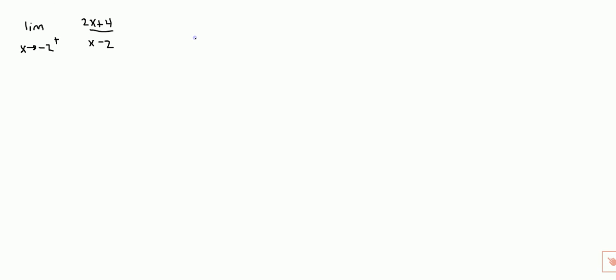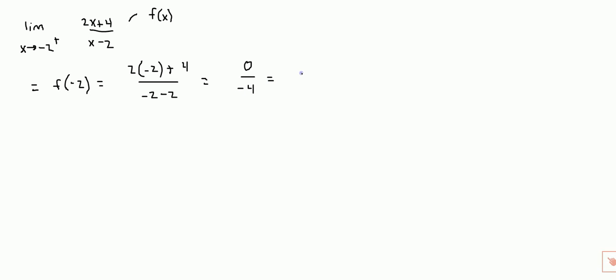Limit as x approaches negative 2 from the right of 2x plus 4 over x minus 2. Okay, so same logic. Does negative 2 make the denominator 0? No. So we can just plug in negative 2. This is equal to f of negative 2. That's 2 times negative 2 plus 4 divided by negative 2 minus 2. Alright, so this is negative 4 plus 4 on the top, which is 0, over negative 4 on the bottom, and that's equal to 0. Okay, so this limit equals 0.